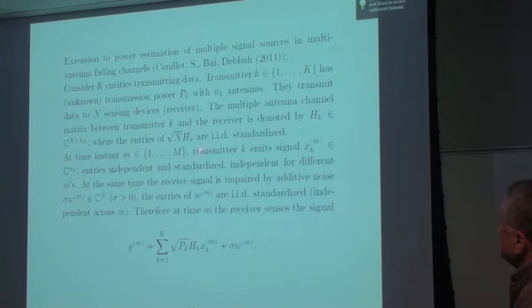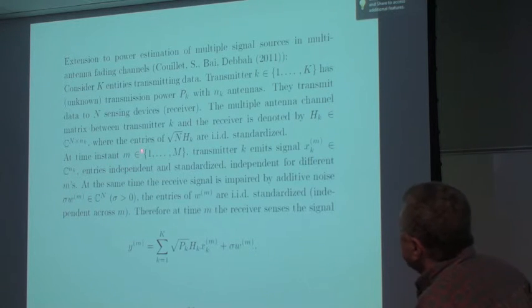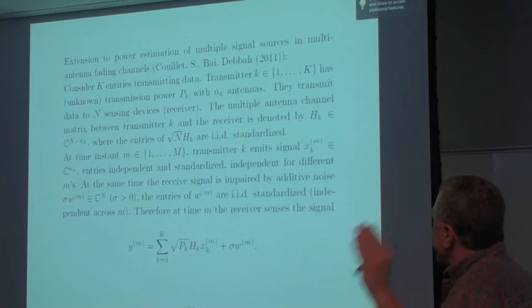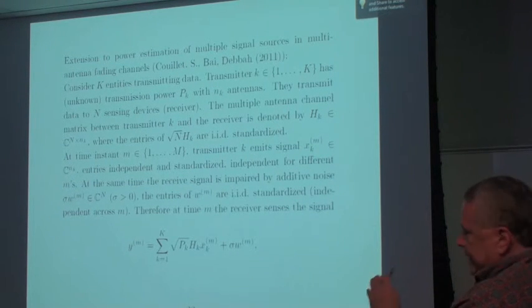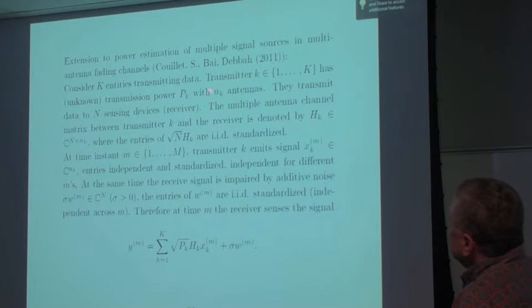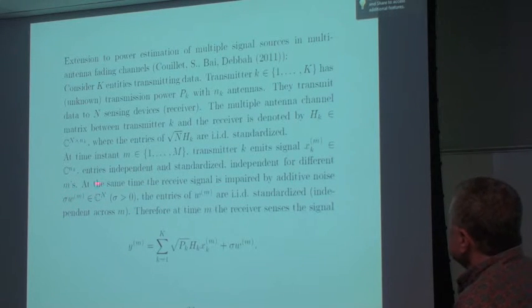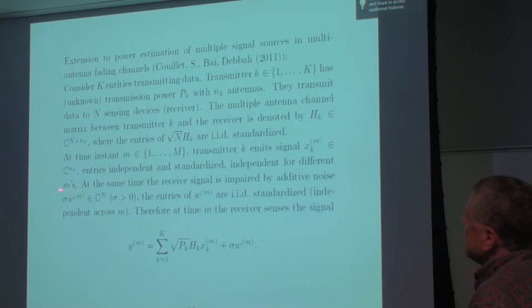And so the scaling here is this for our result. At any instant of time, transmitter K emits a signal, where it is assumed that they are independent and standardized, independent for different m's. So this is sampling signals from all the capital K users, each of them having little n_k antennas. And at the same time, the signal is impaired by added noise coming in at the receiving end. There's ambient noise, assumed IID standardized.